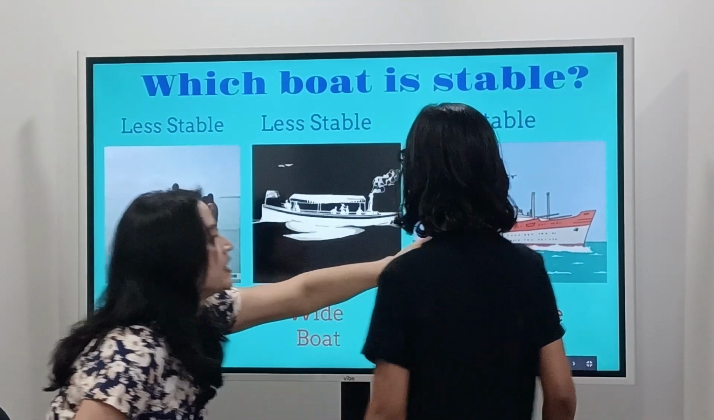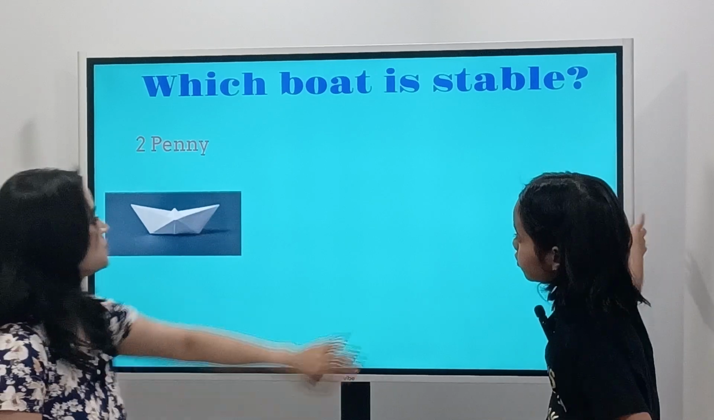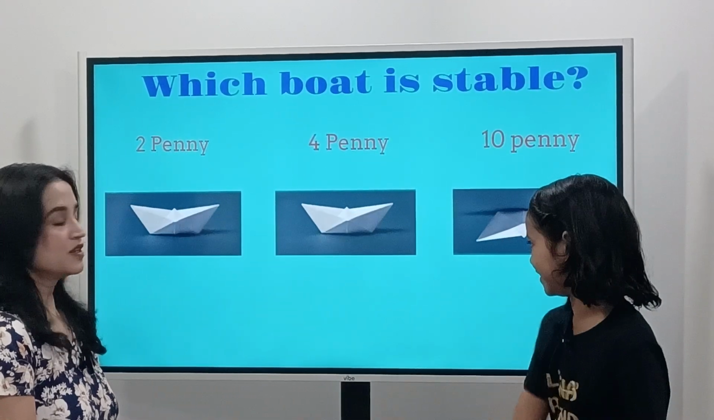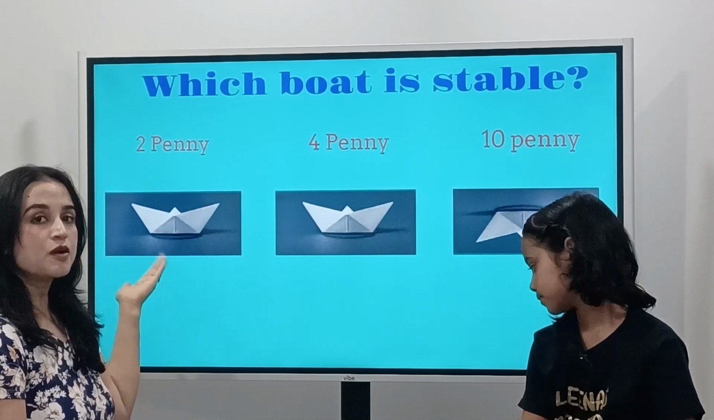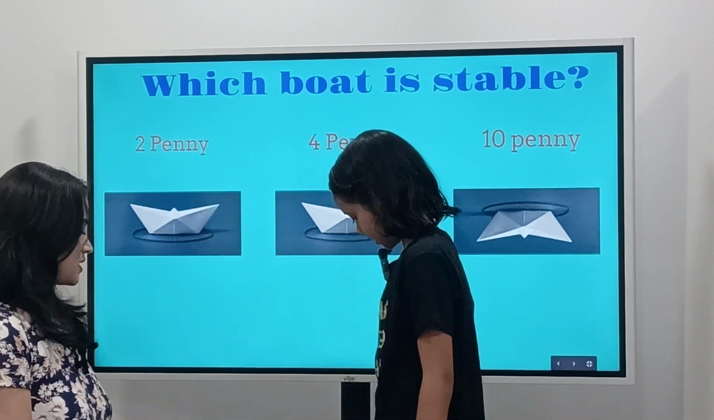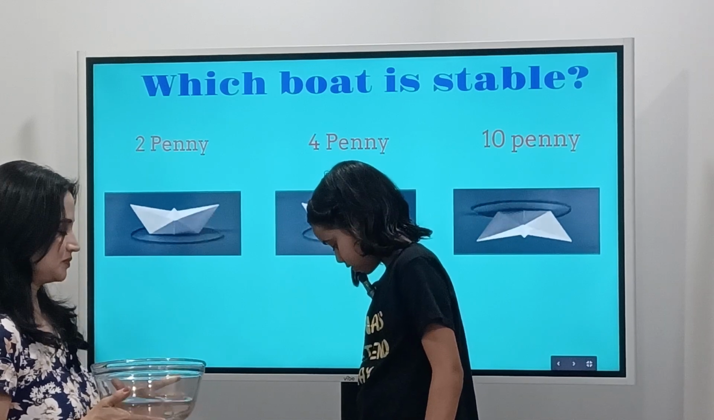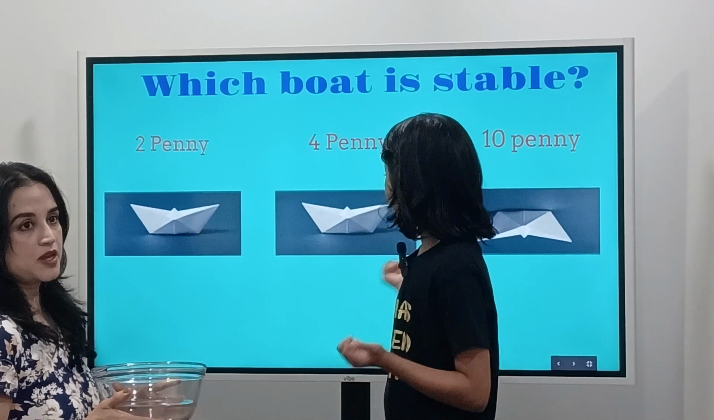Okay, can we see the next slide, please? What is stable? 2 pennies, 1 penny, and 10 pennies. So you can do that experiment at home. For example, you can make a paper boat and try it. Can you please carry that again? Pretend these two coins are pennies. They're not.